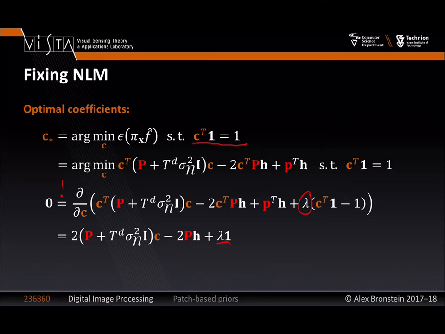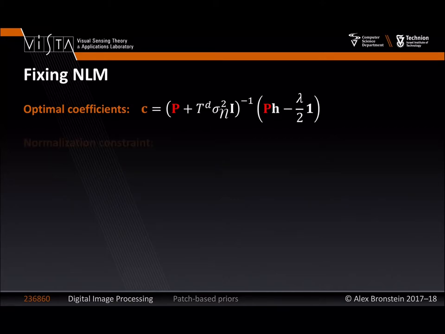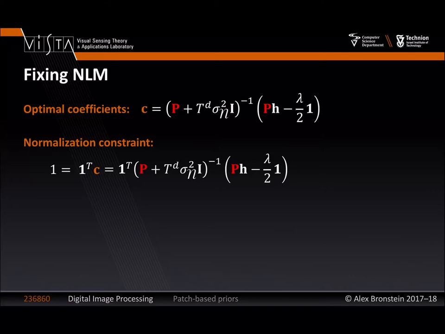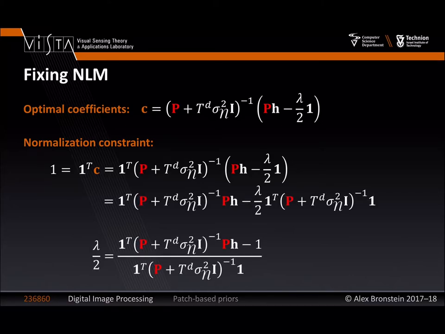I solve for C, it's a linear system of equations. This is what C is given by, with the Lagrange multiplier appearing here. So this is the optimal C. I now enforce the normalization constraint. With some boring algebra, I can get the expression for lambda. So basically, I have the set of optimal coefficients.